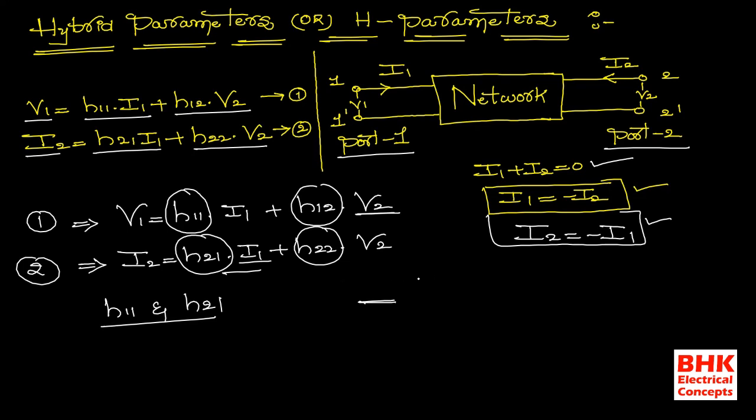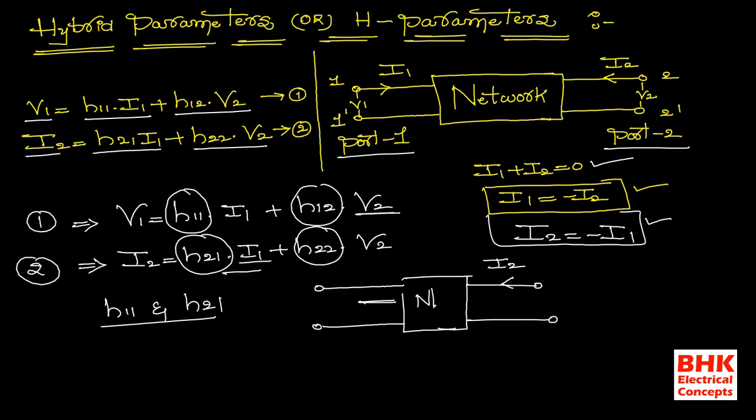Simply, first short circuit port 2. Okay, so for example, again I am drawing the two-port network. Here, if you want to get the values of H11 and H21, you simply need to short circuit port 2. If we short circuit this port 2, then what happens? In case of a short circuit, the voltage is equal to 0. So to get the values of H11 and H21, we simply short circuit port 2, and then the value of V2 is 0.